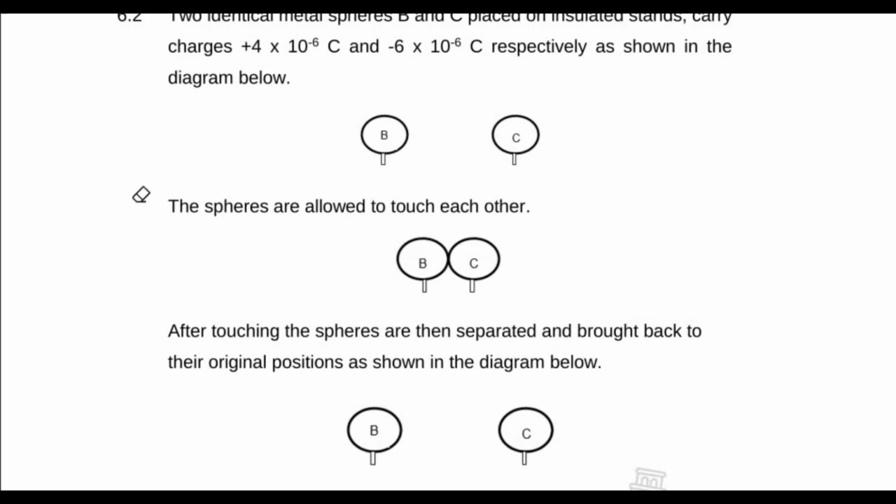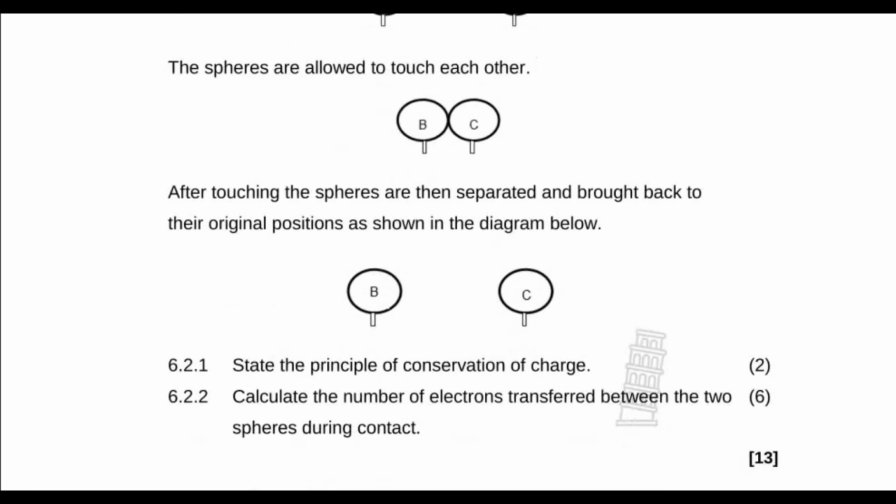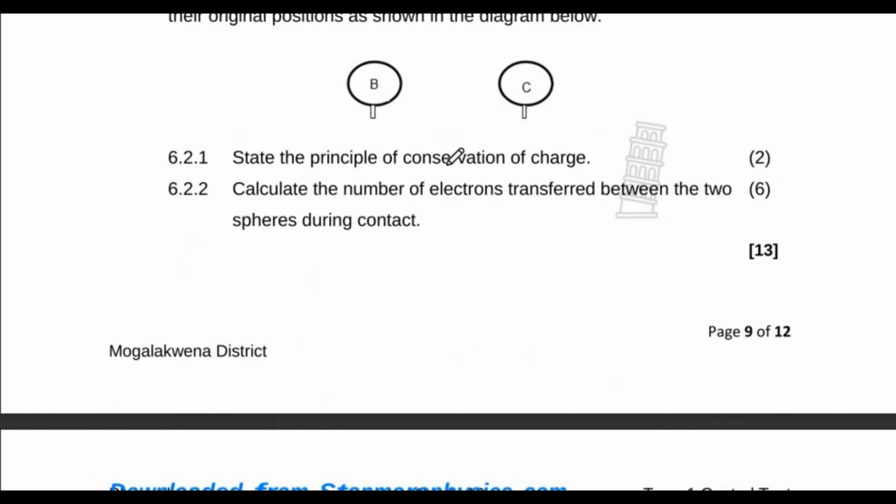And now the spheres are allowed to touch. As you can see, here they are touching. After touching, the spheres are then separated and brought back together to their original positions as shown in the diagram. So there they are, they have separated. Now we need to state the principle of conservation of charge. So that principle, go memorize it.